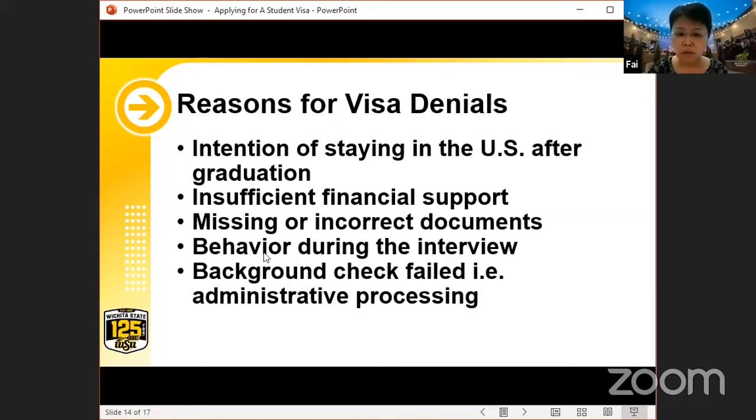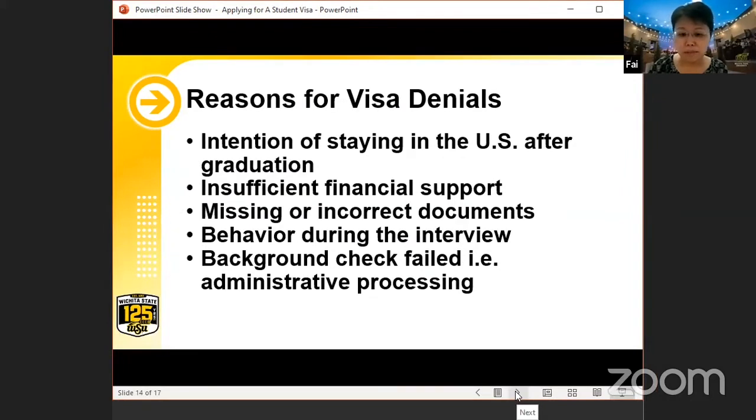Or sometimes visa officers do not believe that you have sufficient funds to support yourself. So this could be a reason. Or there are documents, for example, your name or your date of birth is not correct in your I-20. So that's also very important that you need to check. Or you don't properly behave during the visa interview. Or, like I mentioned, administrative processing. So what you can do is just wait because you don't know the results, and there's no definite length of wait.